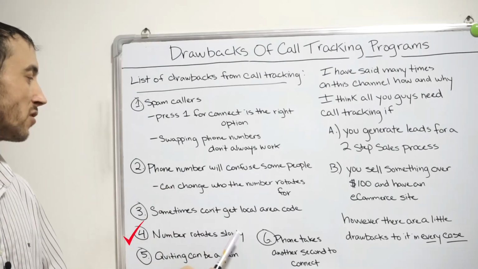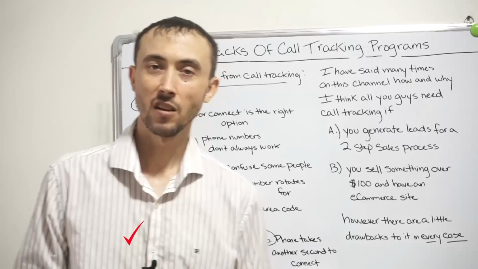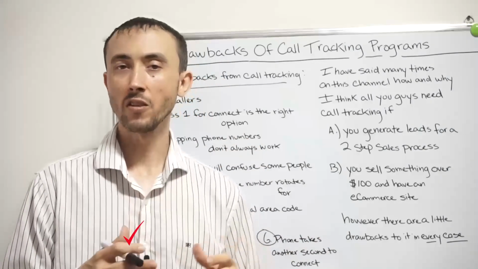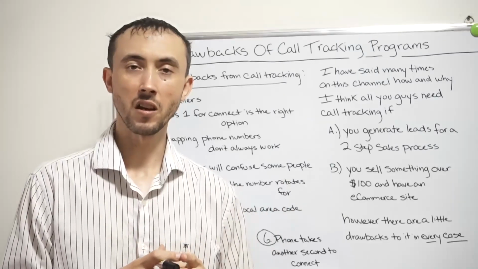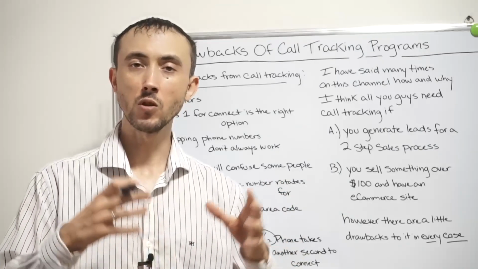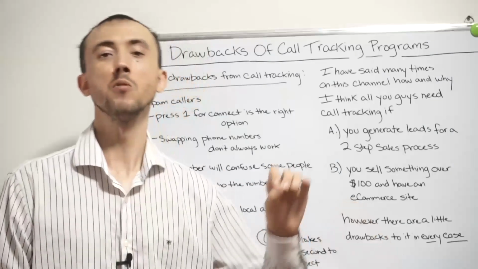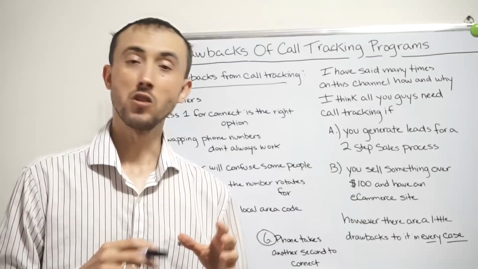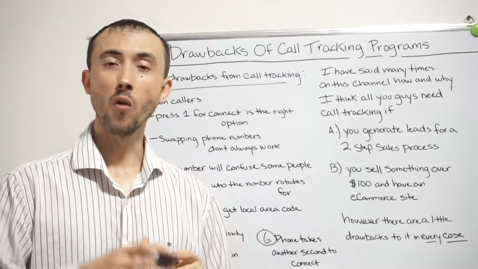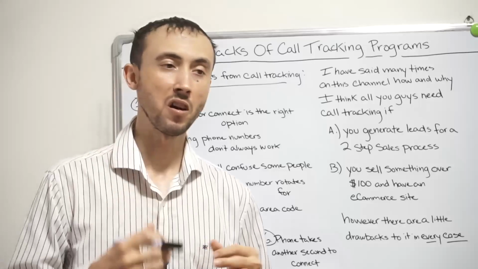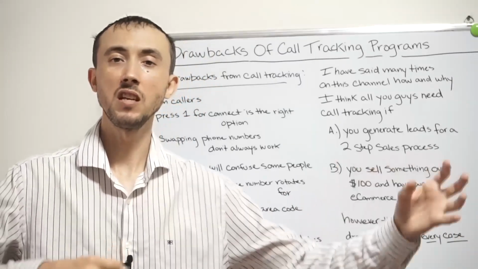Number 4, number rotates slowly. Okay, this is another one. The call tracking number, I explained a little bit how this works just a little bit ago. Call tracking, at least if you're doing the dynamic call tracking where you can find out and grab the user's keyword and everything else, which you absolutely want to be doing. The only reason you would use static call tracking is if you're tracking a phone number on a flyer, because you don't need dynamic call tracking.